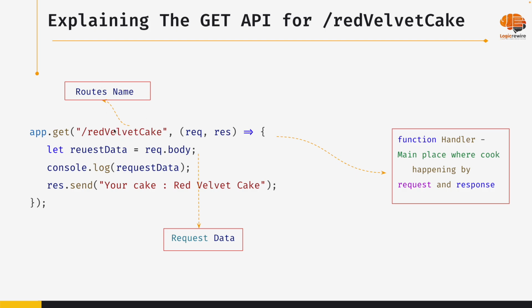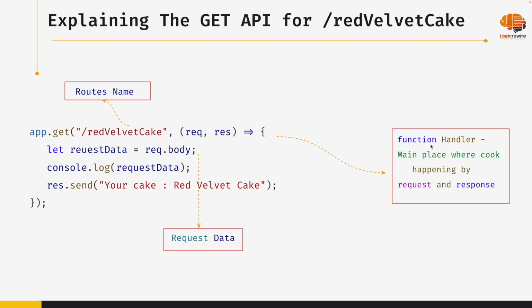Now once someone asks for this route name, what does the server have to do? The server has to take the route details, plus all the request data, like the body data and everything. The server takes all those things, and the next parameter is called the function handler.